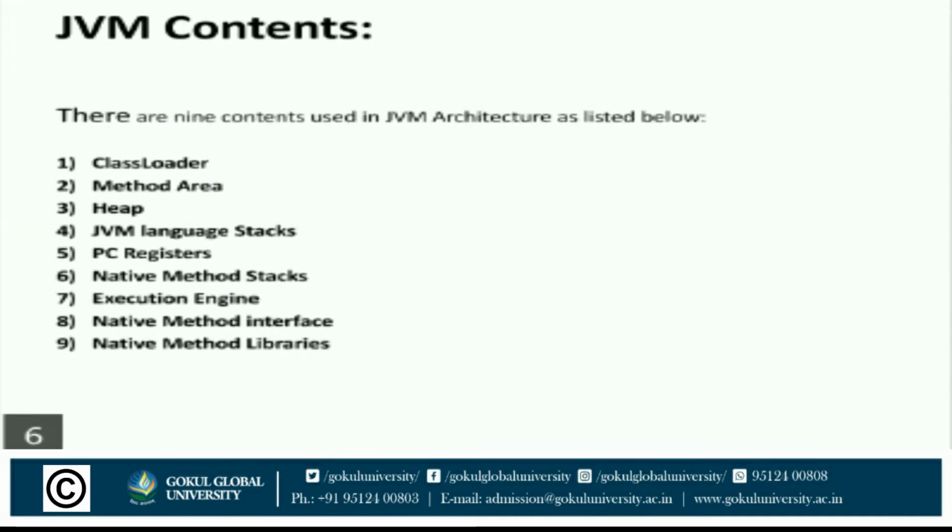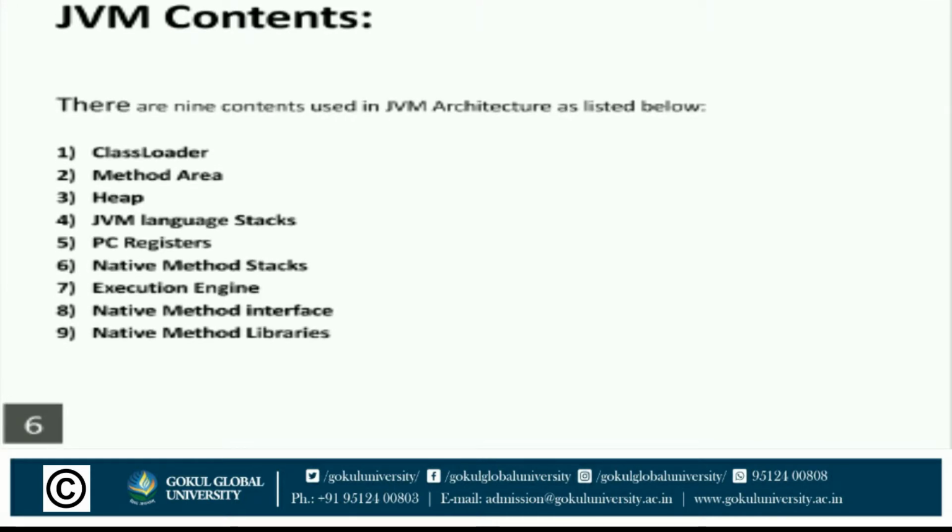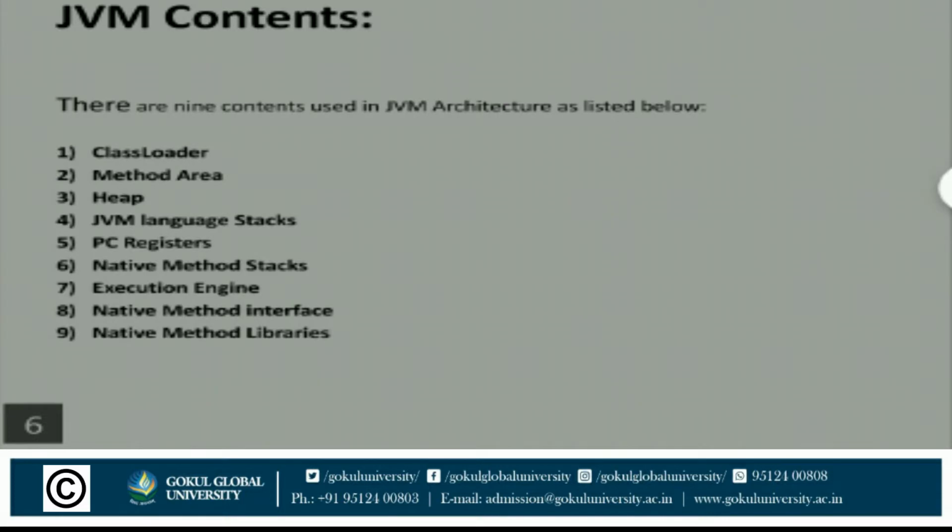Now, the contents of JVM. There are 9 contents used in JVM architecture, listed here. Number 1 is class loader, number 2 is method area, number 3 is heap, number 4 is JVM language stacks, number 5 is PC registers, number 6 is native method stacks, number 7 is execution engine, number 8 is native method interface, number 9 is native method libraries.